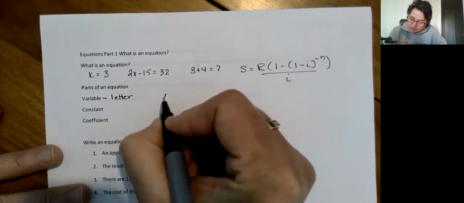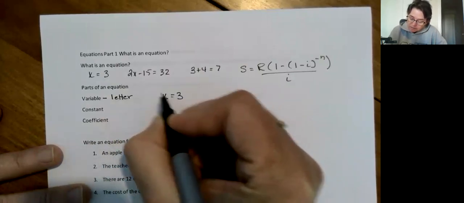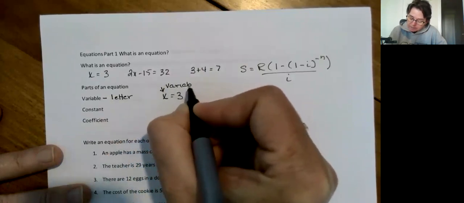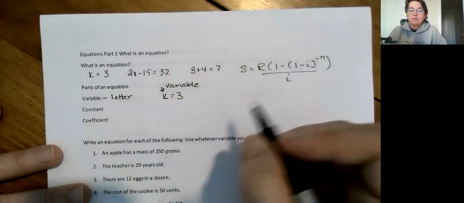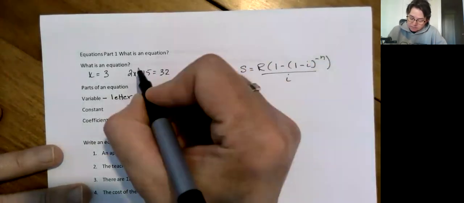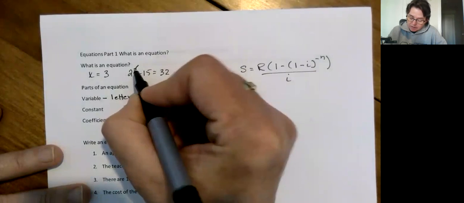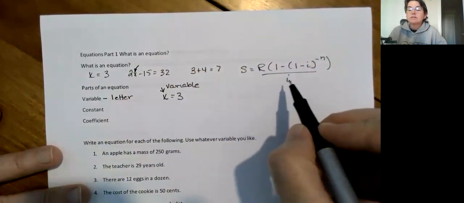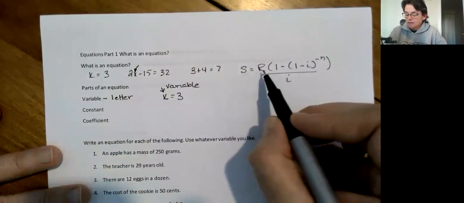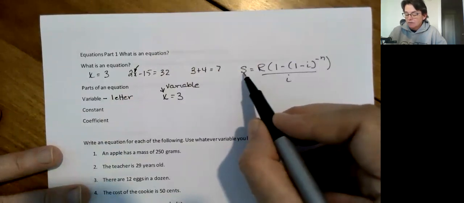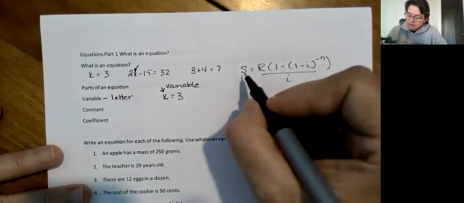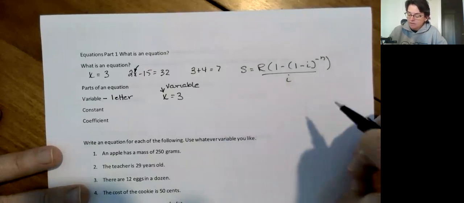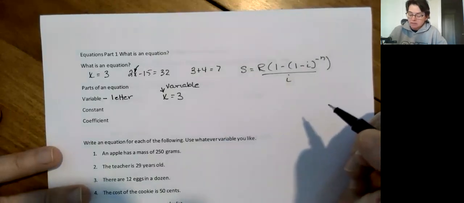So if we go with x is equal to 3, that's a variable. If we look at, oh, there's my variable right there. By the way, it doesn't have to be x. You can see over in this equation, we have a variable that's an s, which stands for the amount of savings, R for repeated payments, interest, time frame. So there can be a number of variables in the same equation.